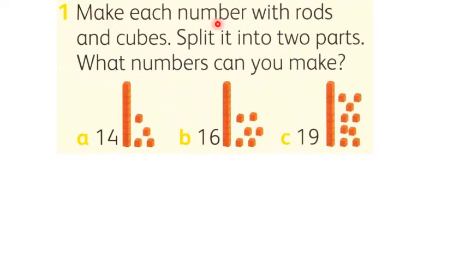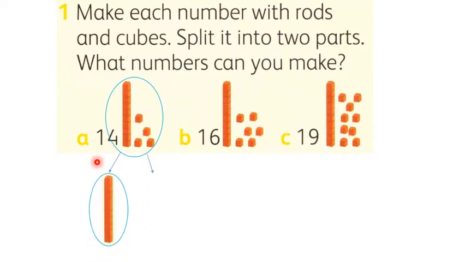Make each number with rods and cubes. Split it into 2 parts. What numbers can you make? Here, A, we have our whole number, which is 10, 11, 12, 13, 14, and we can split this into tens with 1 ten rod and 4 with the 4 cubes. So we can make 10 and 4.